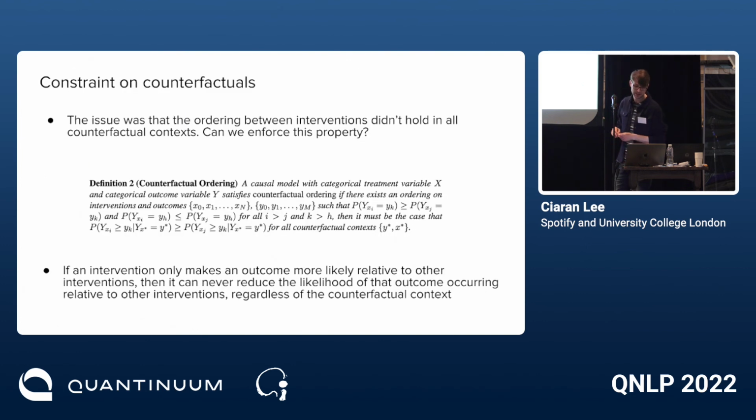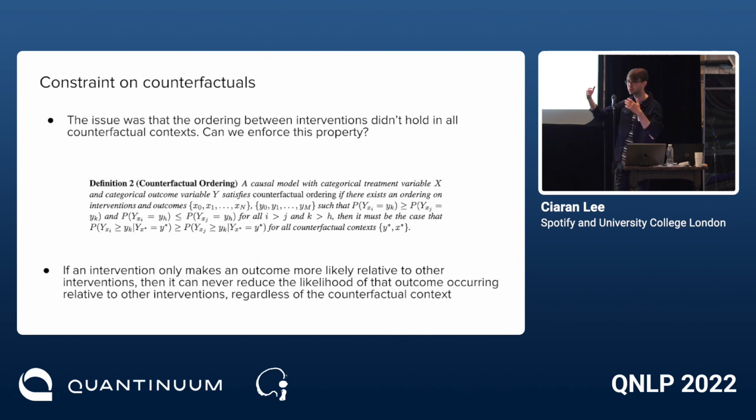So the main issue here was that the ordering between the interventions, if I increased net worth, it was always the case that the likelihood of loan approval went up. But in this case, that ordering was flipped in the counterfactual context. And so we might want to ask, what happens if we just enforce that the ordering on interventions is the exact same as the ordering in the counterfactual context? And so we did that.